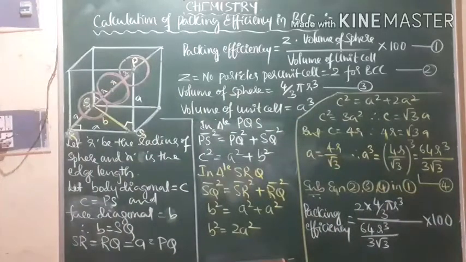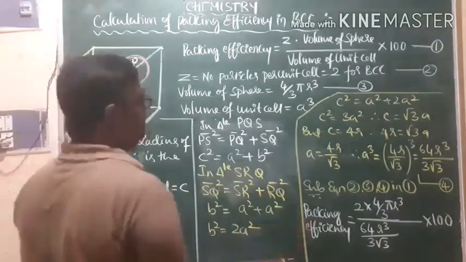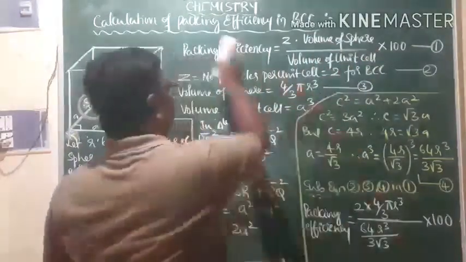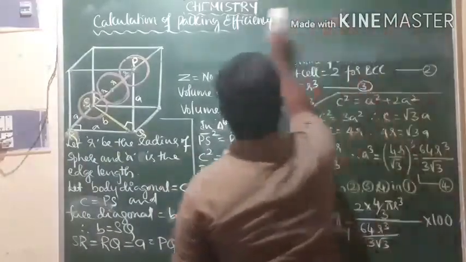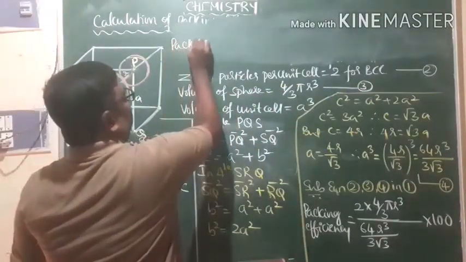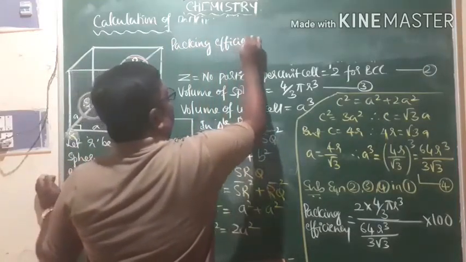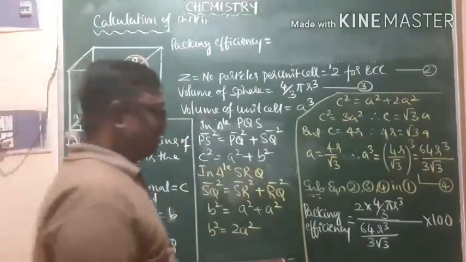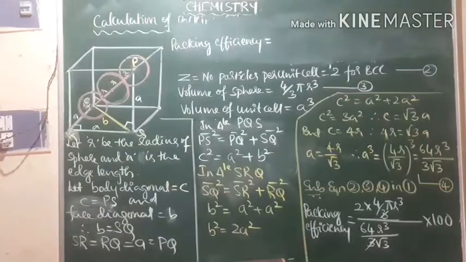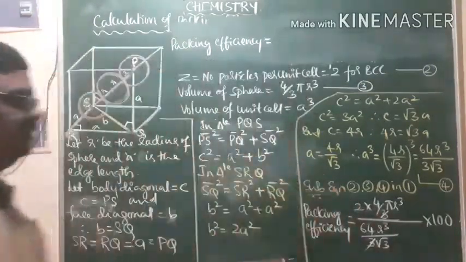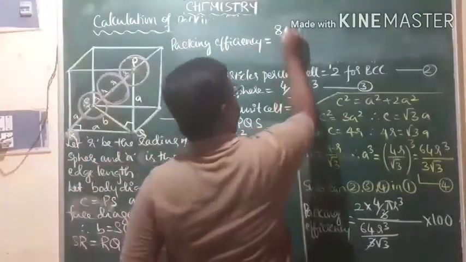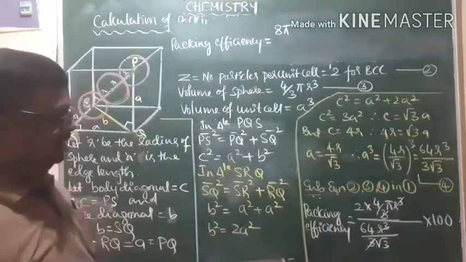Now simplify it. Since space availability is limited, I'll go for this. Packing efficiency is equal to Z into volume of sphere divided by volume of unit cell into 100. I am only removing that part. Now it is just simplifying. This 3 gets cancelled. This is 4 into 2, which is 8. The pi r cube cancels, leaving 8 pi divided by 64.